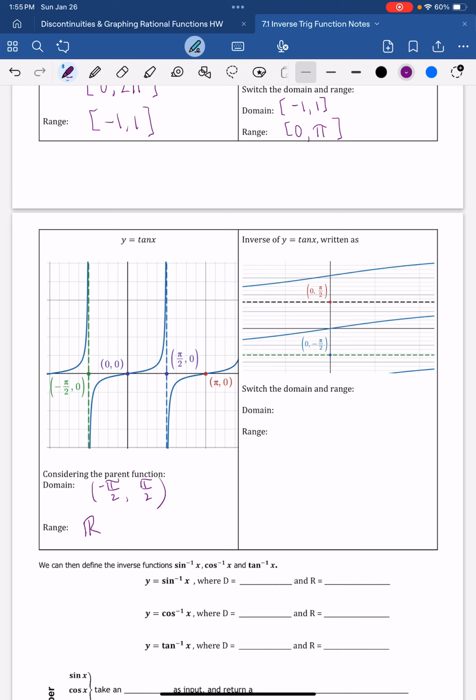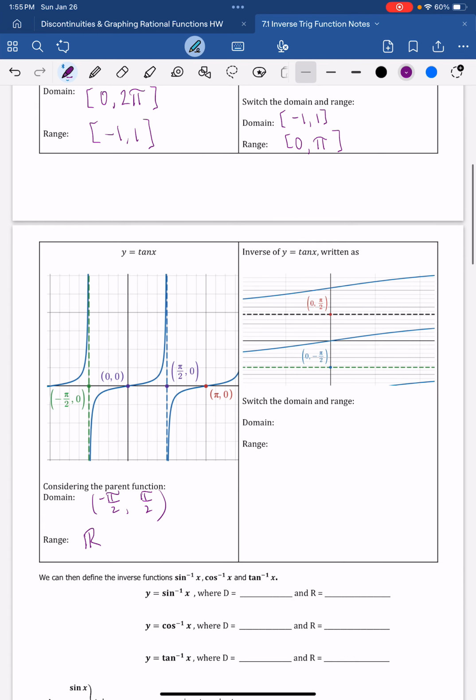And now we're going to swap that. The domain is going to be all real numbers. Notice that my curve is going all the way to the right and all the way to the left. And the inverse tangent curve is just one of these waves. It's going to go from negative pi over 2 to positive pi over 2. And that's my range.